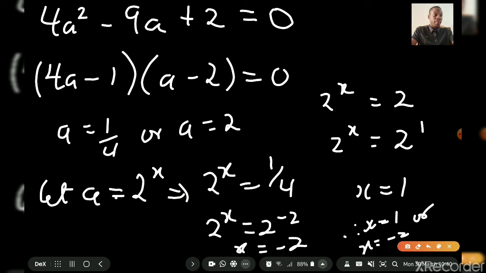Is that clear? Yes. So we solve our last example, which looked quite difficult. Okay, but we are still going to solve it.